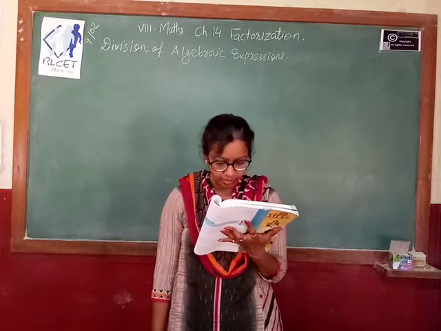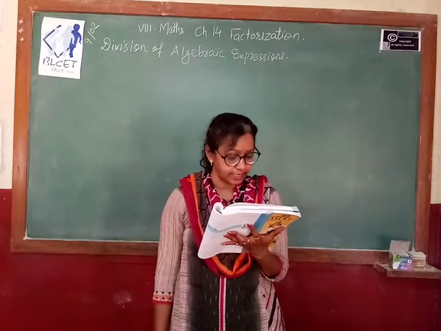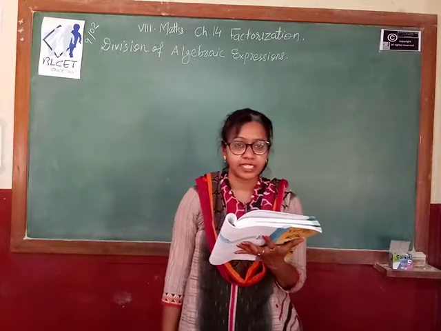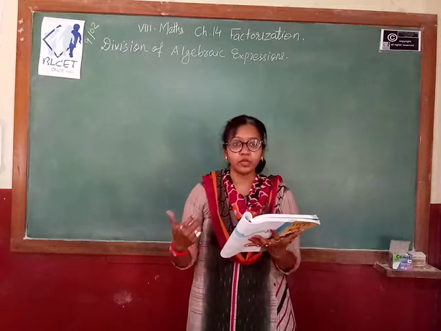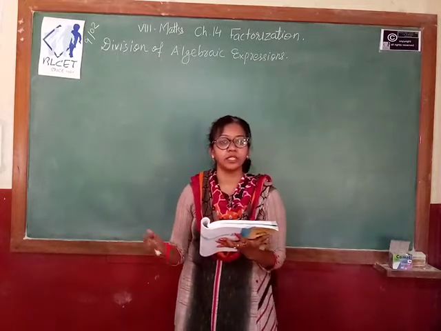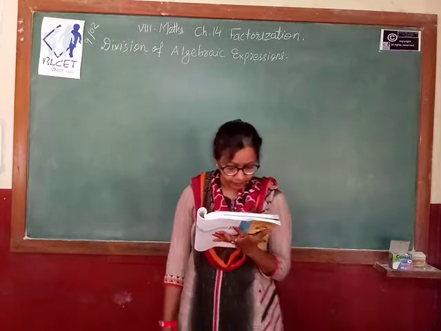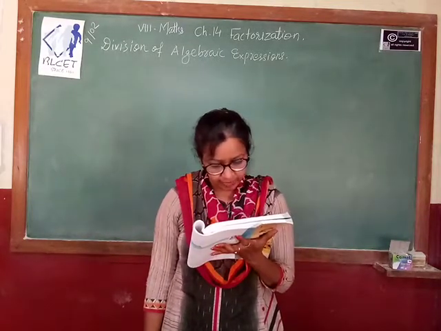For example, we know that 7 into 8 is equal to 56. So what can we say? We can divide 56 by 8 as well as by 7. So if you know the factors of an algebraic expression, it is very easy to do the division. Similarly, we may follow the division of algebraic expressions.